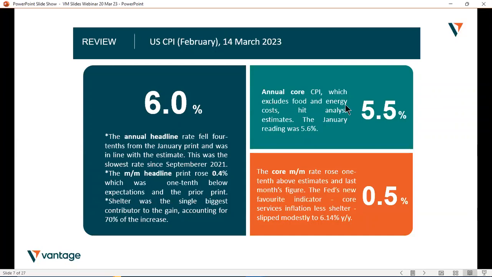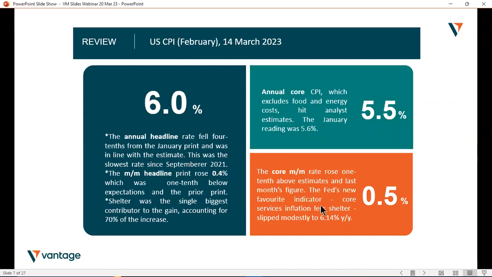I've said consistently, core is probably the main number that excludes falling energy prices, also excludes food, which is volatile month to month. You can see that hit 5.5%, so it was in line, but just a touch below, a tenth below the previous reading of 5.6%. Then you've got the core monthly reading. That is a worry, 0.5%, above last month's and above estimates.